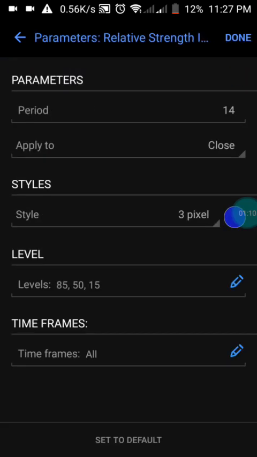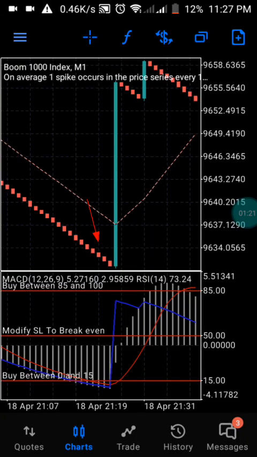So let me show you the relative strength index. This is it. So I have the three levels: I have the 85, 50 and 15. You press on done. With this you will have the same settings on your system, on your phone.